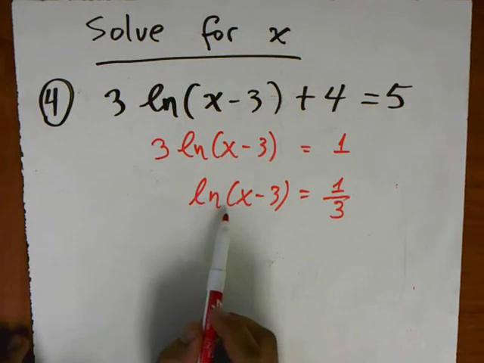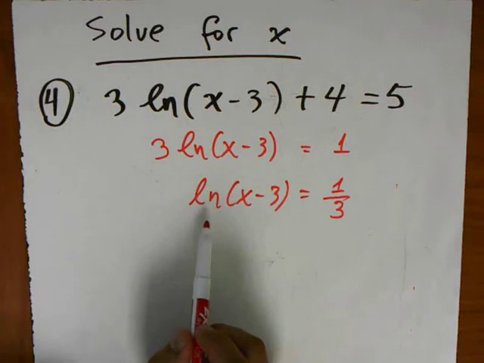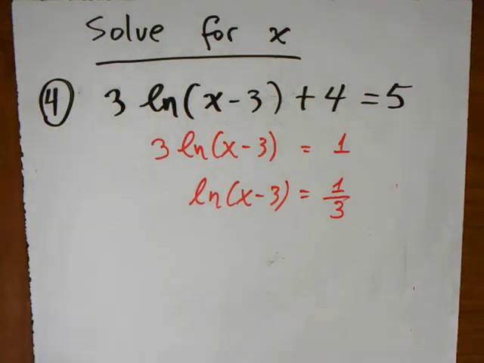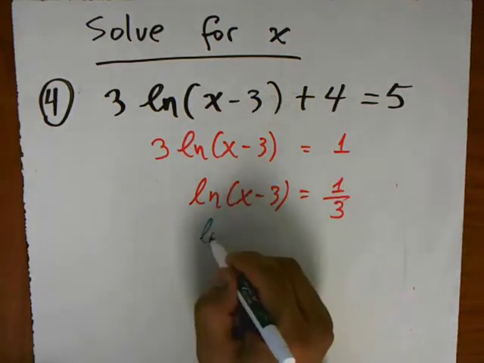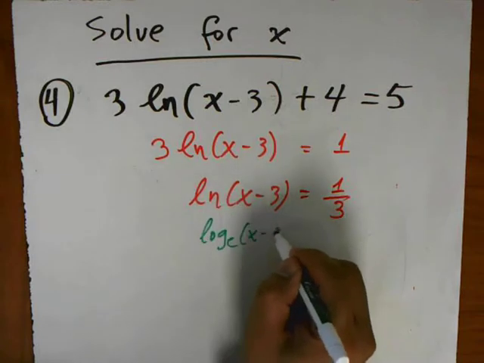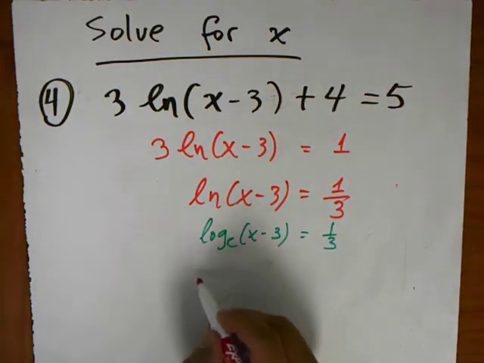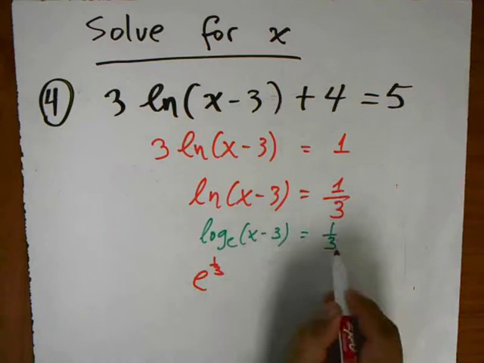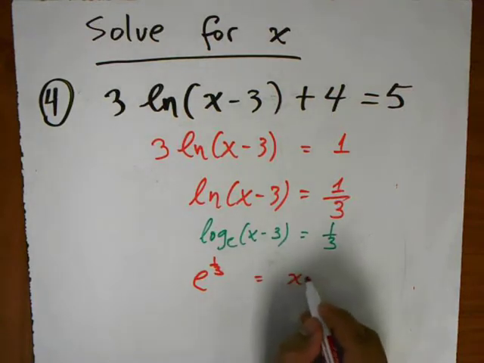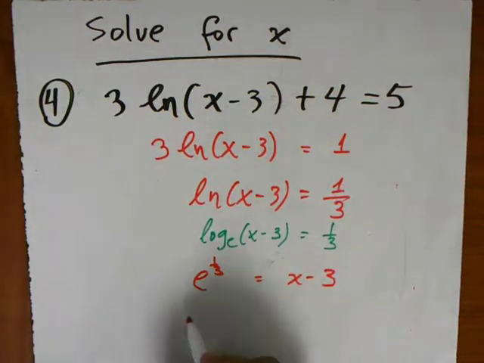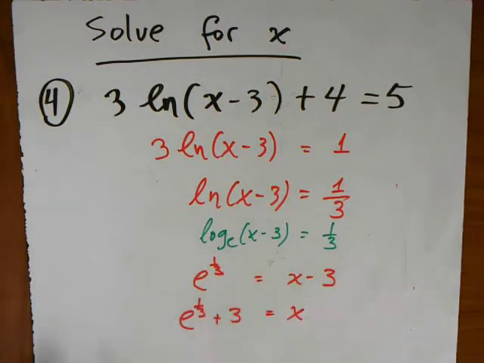Now that I have it in this form, I can convert it to exponential form. Keep in mind that natural log is really log base e. I'll write this extra step in here for those who aren't quite familiar with natural log yet. Now converting this into exponential form, it becomes e to the 1/3, this is my exponent, is equal to x minus 3. That means e to the 1/3 plus 3 equals x. And if I needed an exact value, I could stop right here.